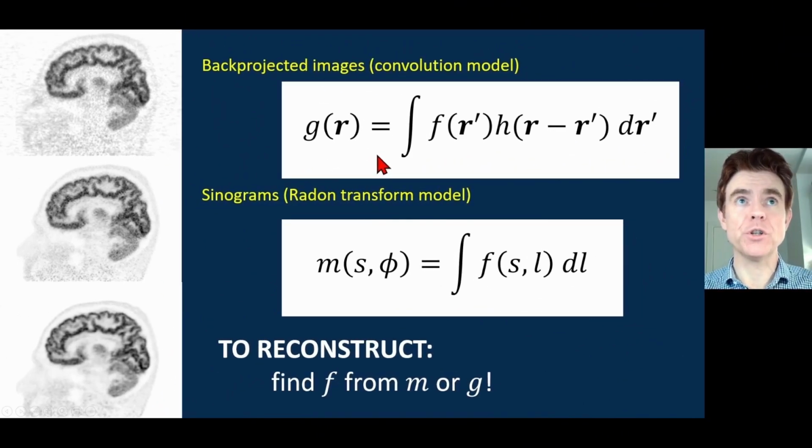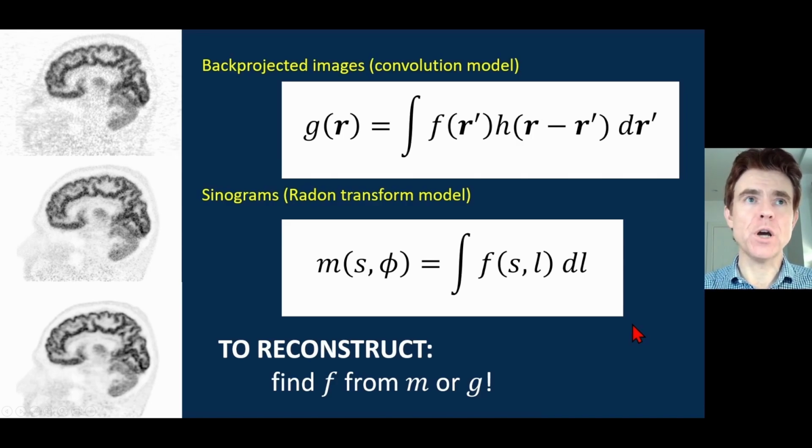What we've got now, crucially, are two models for PET data. One is a very simplified convolution model, valid for 2D PET, and the other is the Radon transform or the X-ray transform model. And you'll notice that both of these express our outputs, either a back-projected image or a sinogram, as integral equations of what we're interested in, which is the function f. So the image reconstruction problem is saying, how do we find f when we are only given either g or m? That will be the topic for other videos.